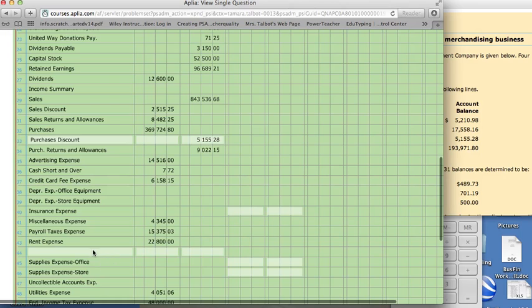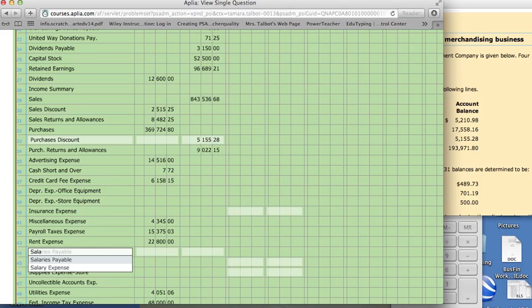And the last one is salary expense. Salary expense is an expense account. Expenses have debit balances, so we will add it as a debit.